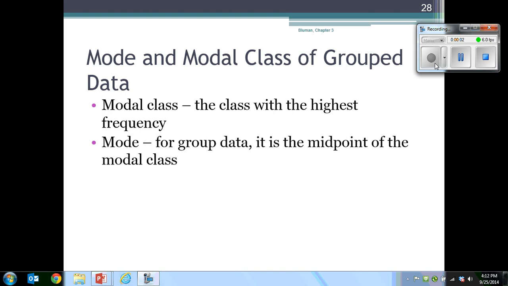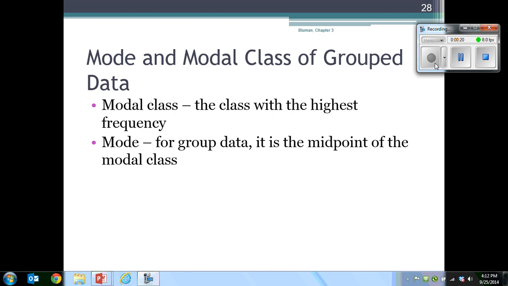This is the second part of Chapter 3.1. We'll be looking at weighted data and grouped data. We'll also be looking at the mean and the mode for those. First thing we're going to look at is something called the modal class and the mode for grouped data.